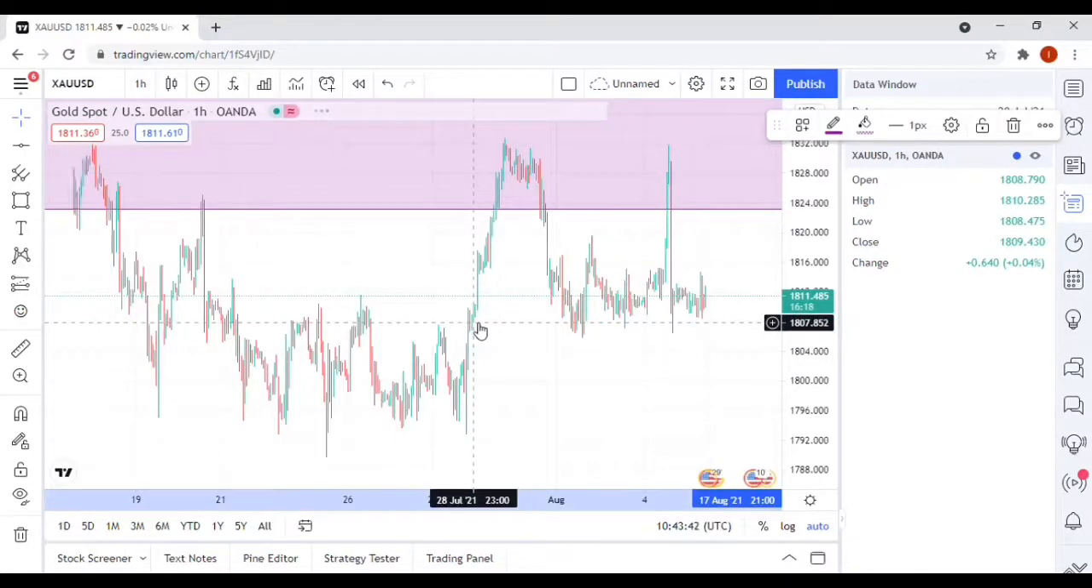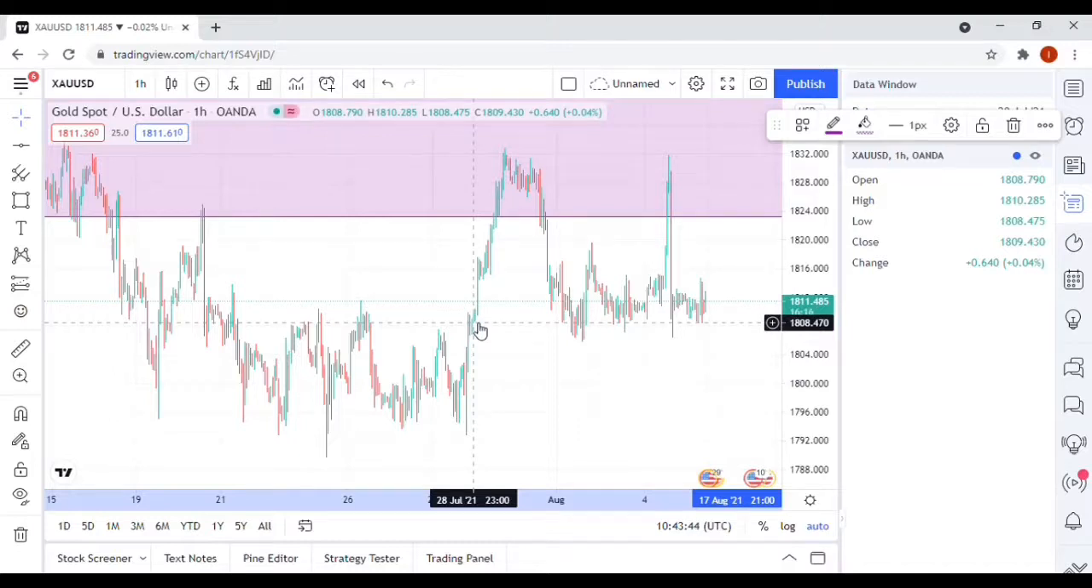So that's basically how we mark off our supply and demand zone, and that's basically how we identify where the buyers and the sellers are actually sitting in the forex market.